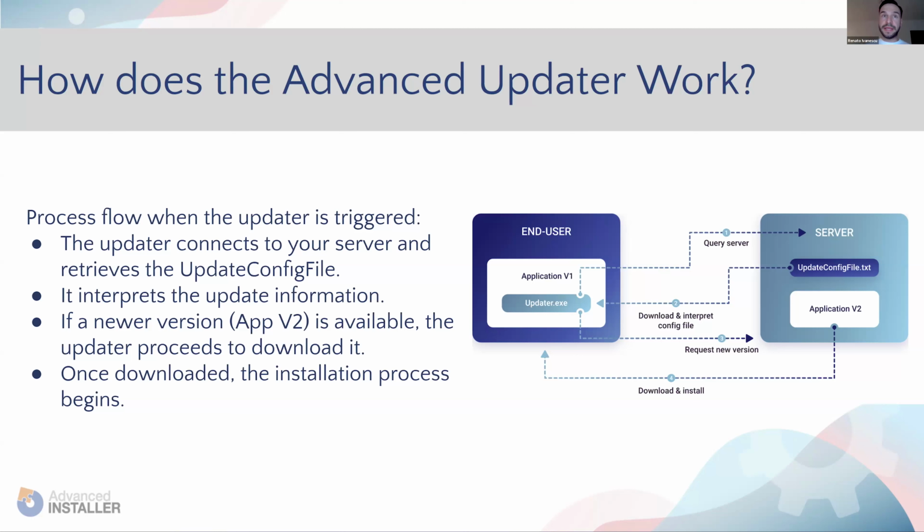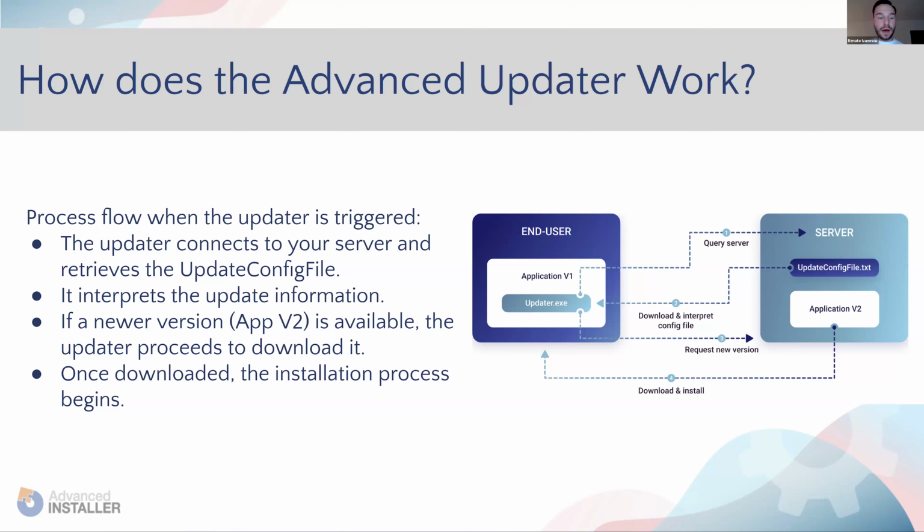Now, when the Advanced Updater runs on the user's machine, here's what happens step by step. The Advanced Updater connects to your server to retrieve the configuration file. After downloading the configuration file, it reads the update information. It identifies that a newer version, in this case application v2, is available based on the content of the configuration file. And finally, the updater downloads the application v2 and initiates the installation process seamlessly on the user's device.